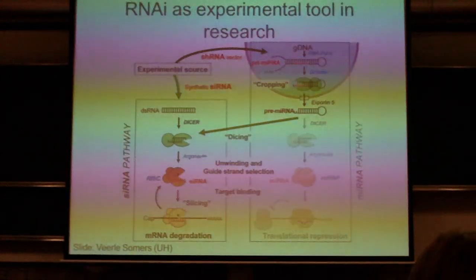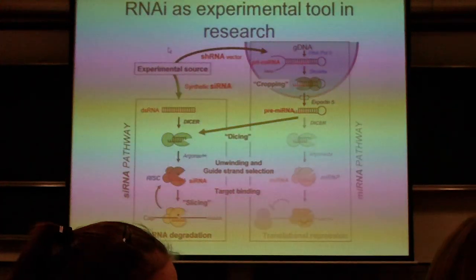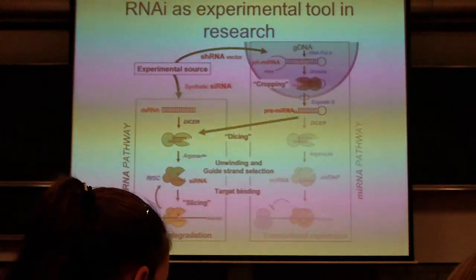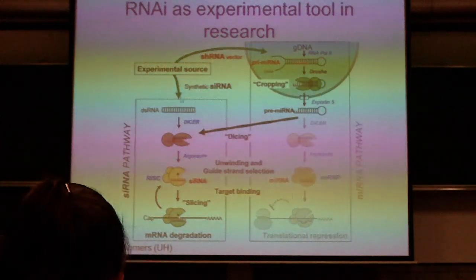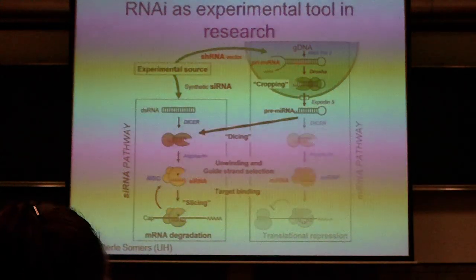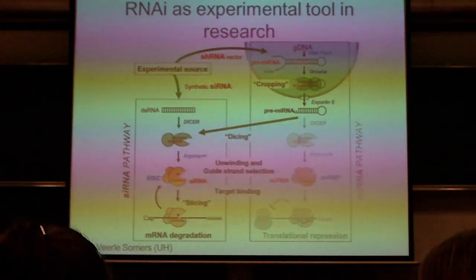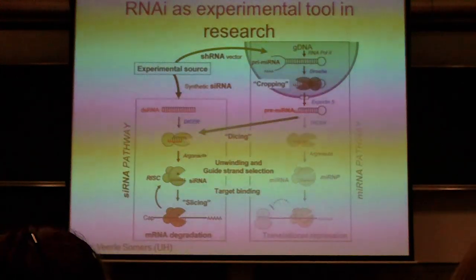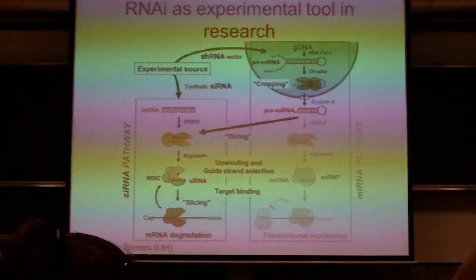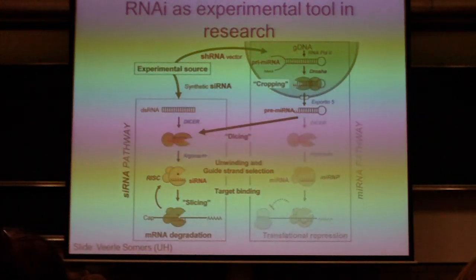So, as I said before, the experimental source of RNAi can be multiple. So this is just a repeat of the previous slide. You can use short hairpin RNAs in a vector. You can just order synthetic small interfering RNAs from a company. For microRNAs, you can now order directly from a company anti-miRs, inhibiting microRNA function, and you can order pre-miRs, pre-mimics, they call it, to mimic.